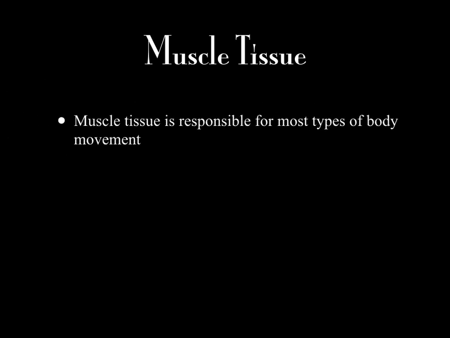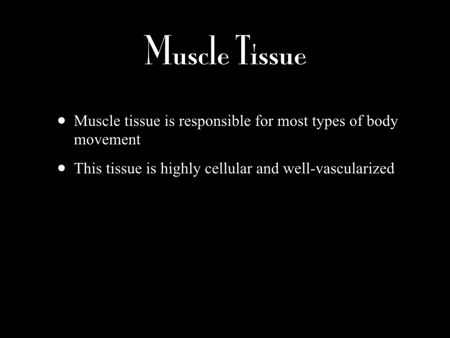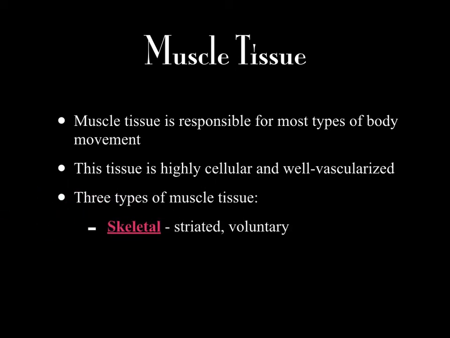Muscle tissue. Muscle tissue is responsible for most types of body movement, and this tissue is highly cellular and well vascularized, so it has a very rich blood supply. There are three types of muscle tissue, the first of which is skeletal muscle. Skeletal muscle is striated and it's under voluntary control, which means that you can tell your body to move a specific skeletal muscle. It's your skeletal muscles that attach to your skeleton that form those complexes that allow your body to move.